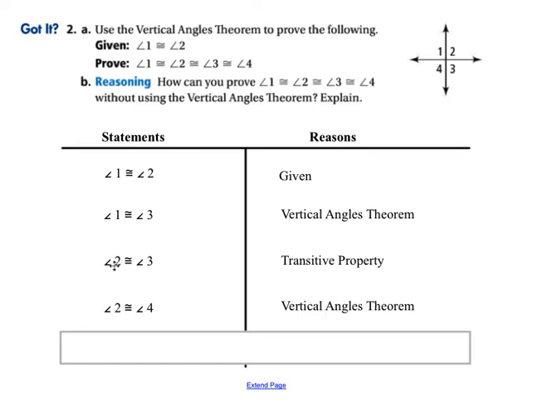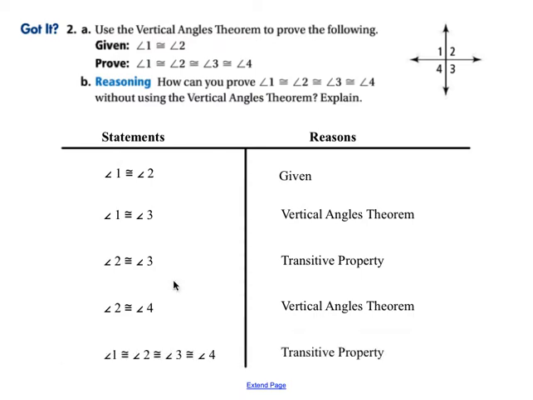And now take a look at what we have. We have 2 is congruent to 3, 2 is congruent to 4, so we can say 3 and 4 are congruent. So once we know 3 and 4 are congruent, then we've already proven that 1 is congruent to 3, so they're all congruent to each other. 1 is congruent to 2, that was given. We proved that 2 is congruent to 3, and we proved that 3 was congruent to 4.